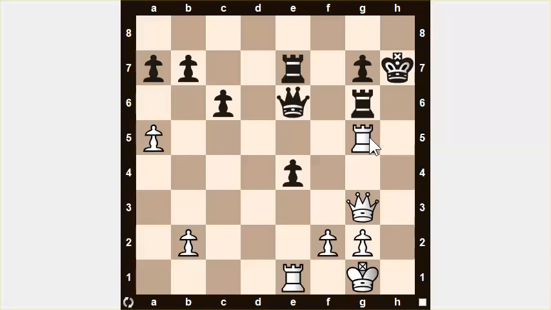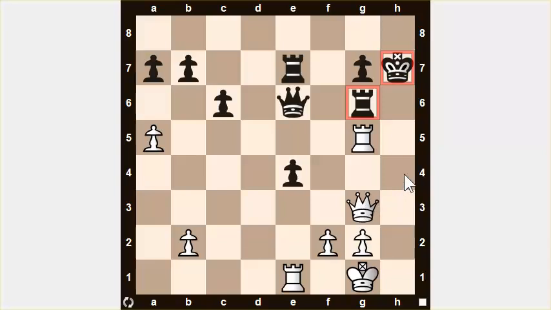So now we can go on to the second step, which is identifying possible targets and tactical motives. Okay, so the obvious target in this position is the rook because we're already attacking it. And the other obvious target is the black king. Now, there aren't any other obvious targets at the moment, so let's start looking at the motives.